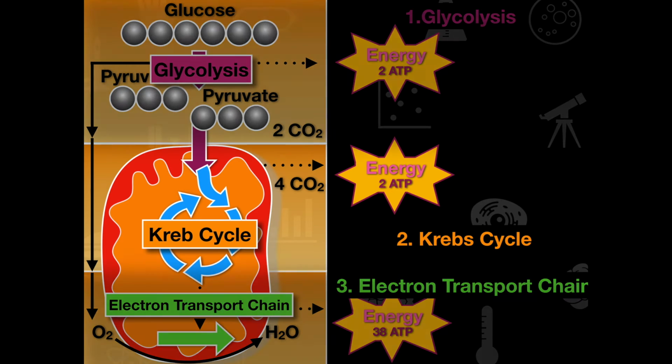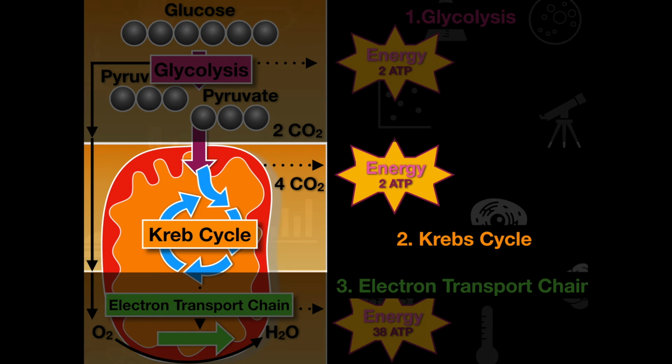So if we're looking at where we are in this process, we've already looked at glycolysis, and we produced 2 ATP and a little bit of carbon dioxide. And now we're in the Krebs cycle, and we're generating 2 ATP worth of energy, as well as the electron carriers we'll go through and talk about.